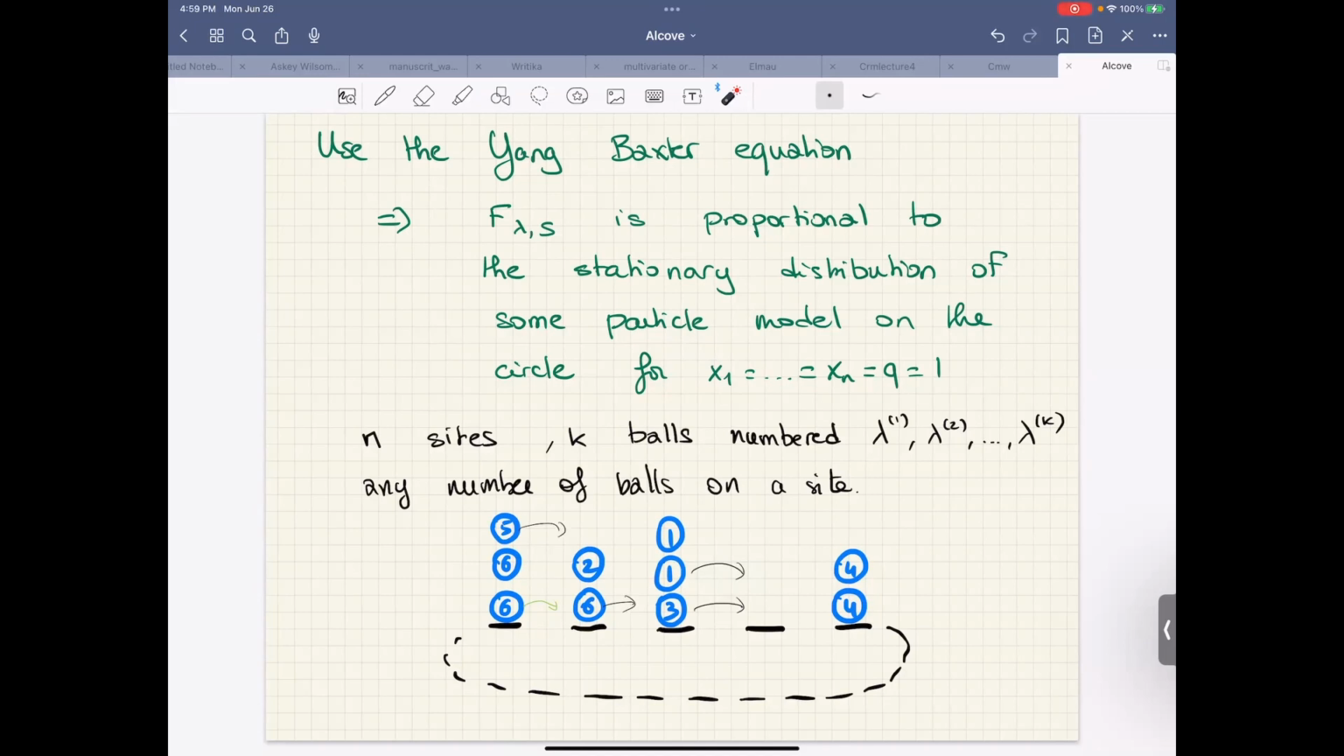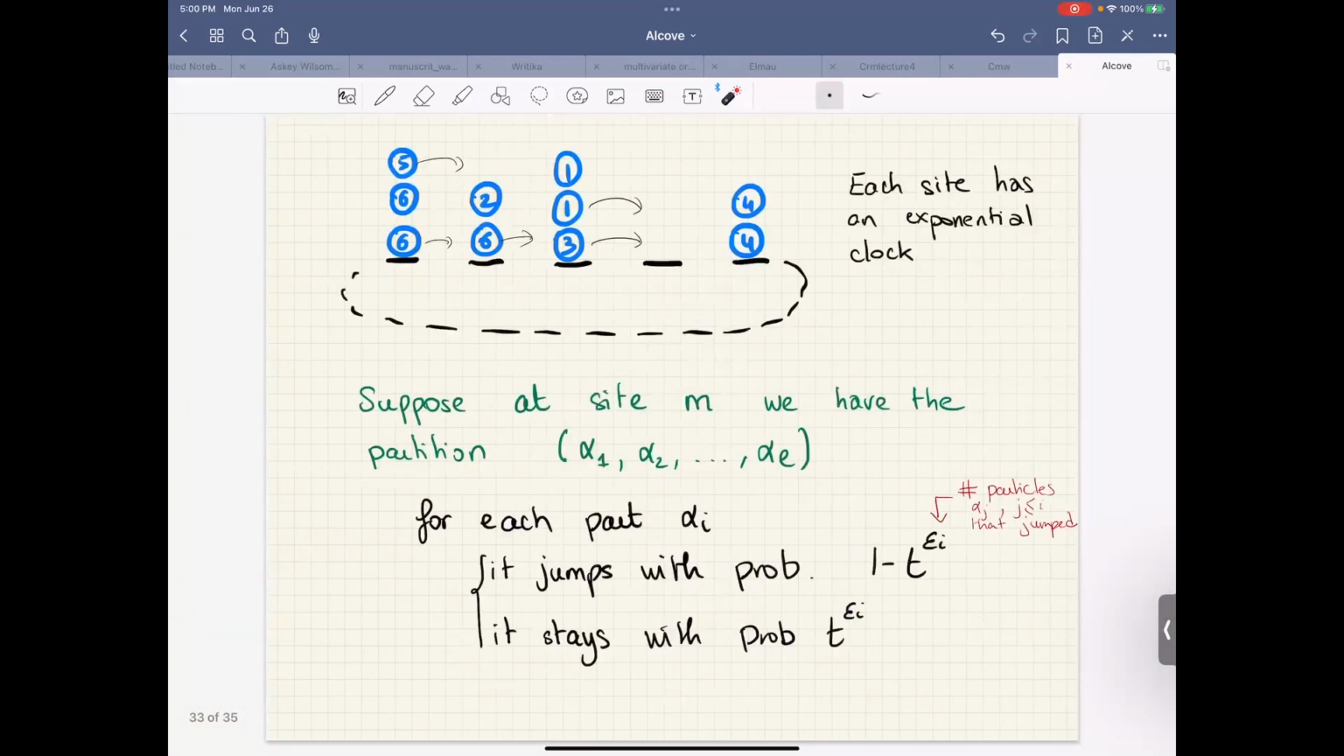And at each time, we can take an exponential clock that would choose a site. And from this site, a certain number of particles is going to jump. And this is going to be related to the T weight. That only works whenever we put all the xi's to 1 and q to 1. And so you can see exactly how the particles jump. A particle is going to jump with a certain probability that depends on the weight of the previous particle that jumped. And this again just follows by the Yang-Baxter equation.